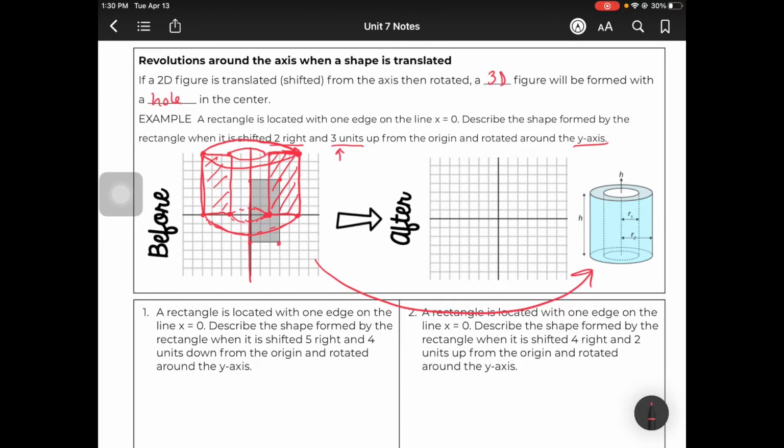And I didn't use the after graph, but we could do the after graph. Originally, after we moved it, we were here, and that rotates over to here.